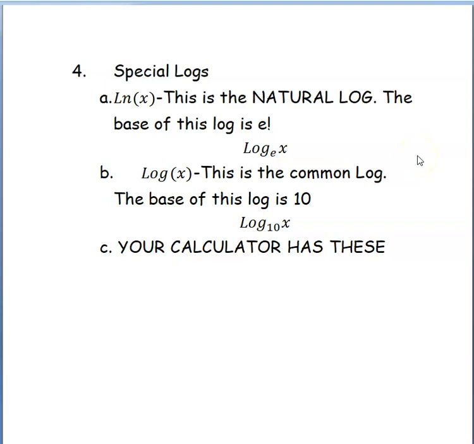So they don't write the base there. So if you don't see a base and you see the word log, it is assumed to be 10. Your calculator also has the log button.